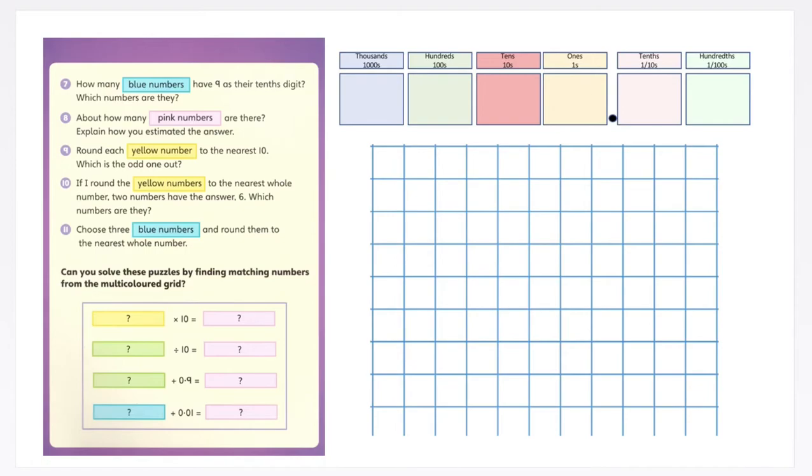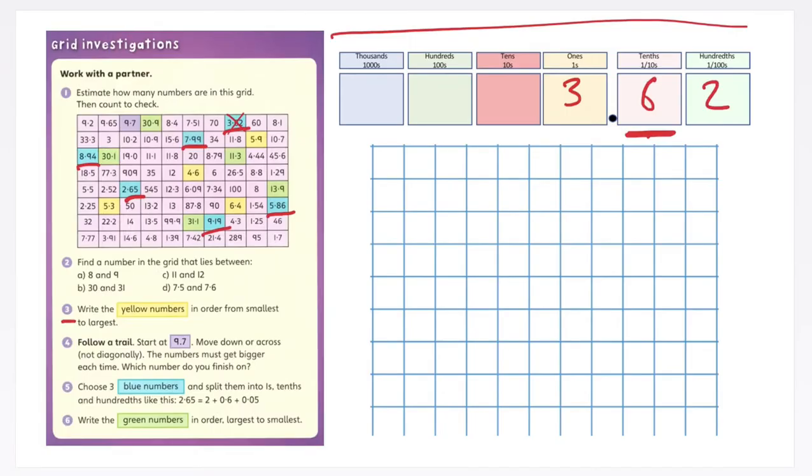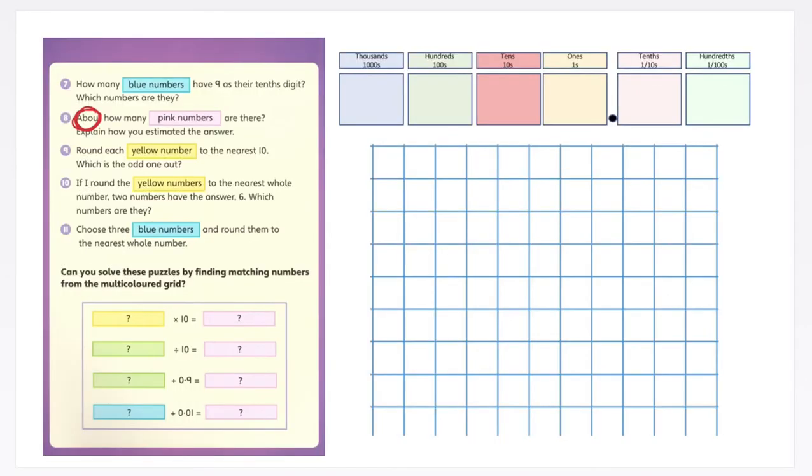How many pink numbers are there? Estimate. Yeah, so about how many? It doesn't need the exact answer. It's asking for an estimate. About how many pink numbers are there? Well, if you worked out at the beginning how many numbers there are altogether, you can probably have a good guess at how many of them aren't pink and take that away from how many are there altogether, and that will give you an idea of how many are pink. Yeah, I've probably given away too much there, but never mind.